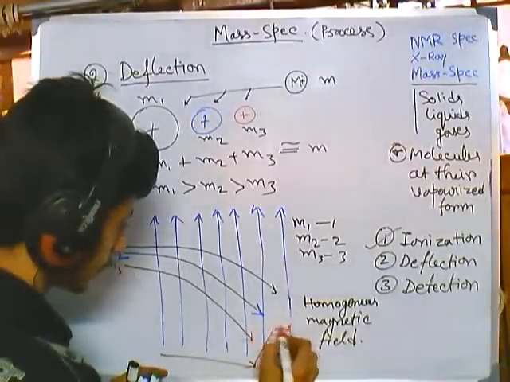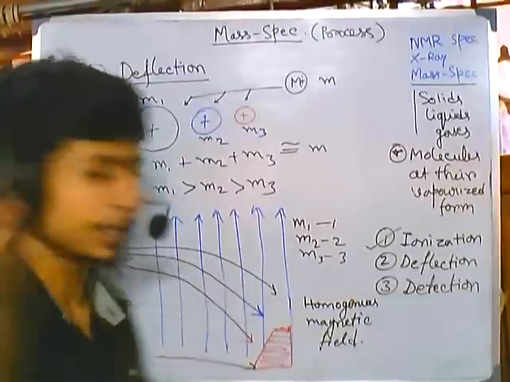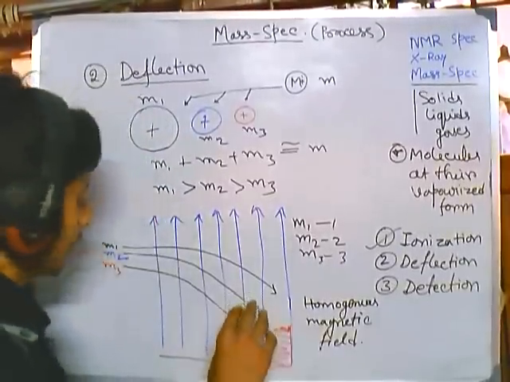Say this is the detector. Up to that point is the detector. Okay. Detector is not that much long. Okay. Now, what happens here?